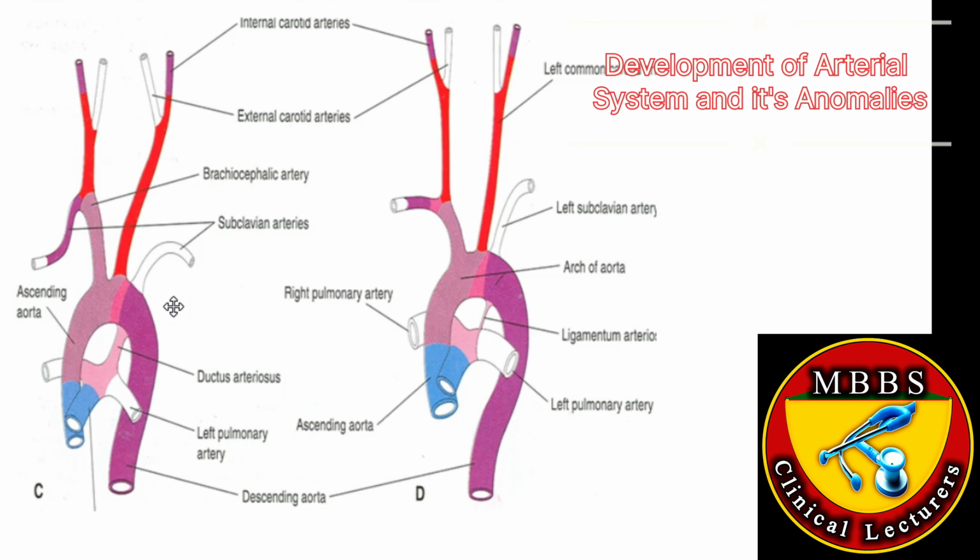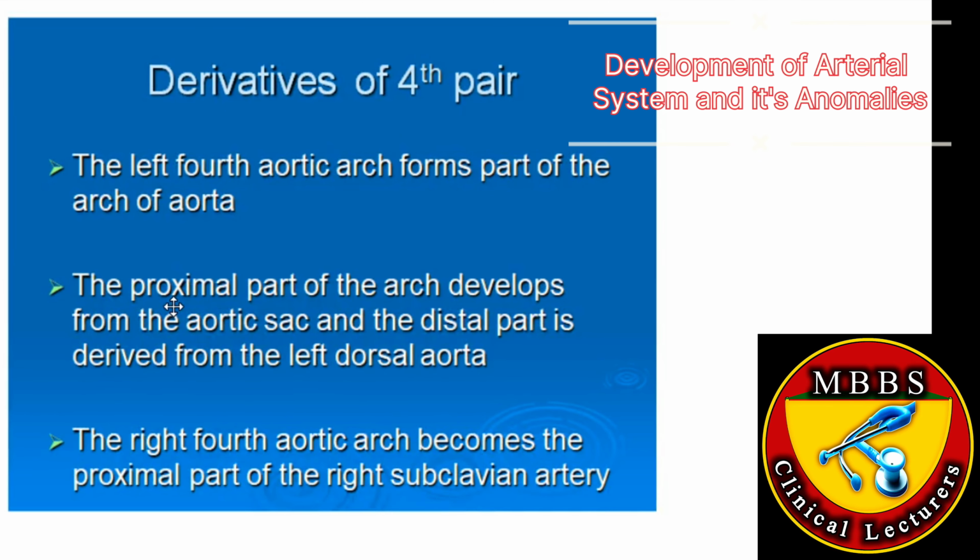Now the fourth pair of aortic arches: the left fourth arch forms a part of the arch of aorta. The proximal part of the arch develops from the aortic sac and the distal part is derived from the left dorsal aorta. And the right fourth aortic arch becomes the proximal part of the right subclavian artery. So the fourth aortic arch forms the arch of aorta, with the proximal part developed from the aortic sac and the distal part derived from the left dorsal aorta. The right fourth aortic arch becomes the proximal part of the right subclavian artery.